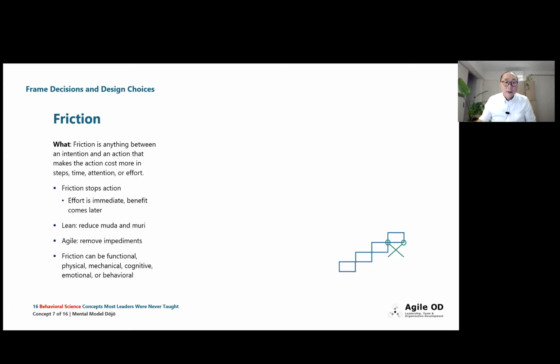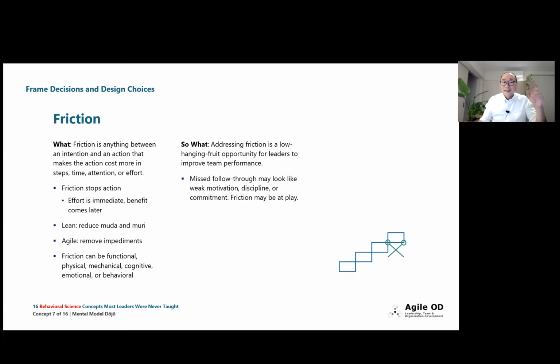Okay, so what? Addressing friction is a low-hanging fruit opportunity. One of the rare places where a small change can improve team performance without persuasion or budget. Start by noticing how it hides.